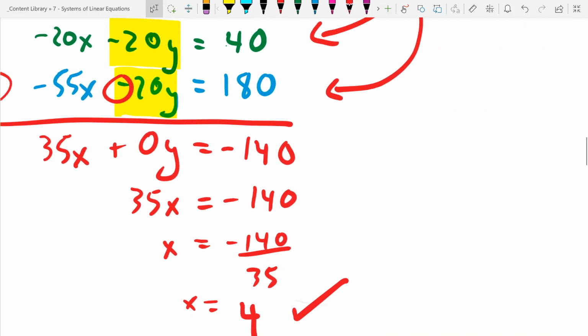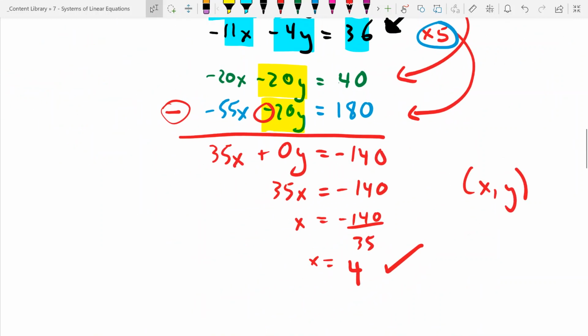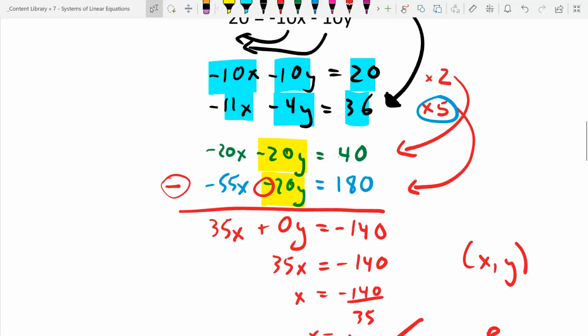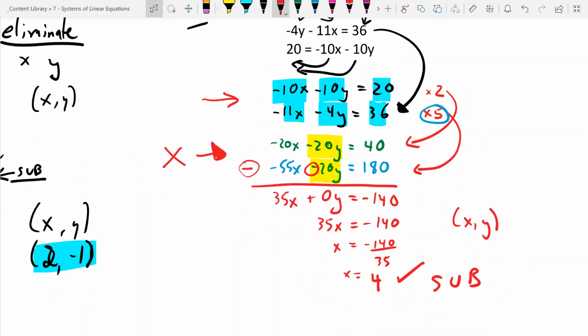I'm not done because I know I need to find x and y. So I'm going to sub it into one of the equations. You don't want to sub it into one of the multiplied equations, because if you screwed something up, it'll be totally wrong and not make sense. So I'm going to sub it into one of the originals. Let's do the first one. It doesn't make a difference. Negative 10x minus 10y equals 20. So I'm going to put it in there.